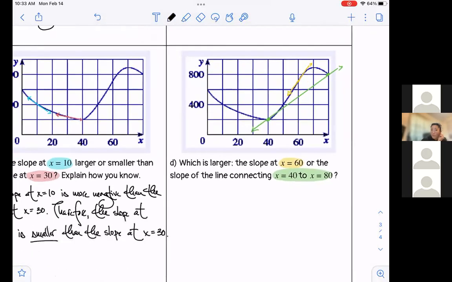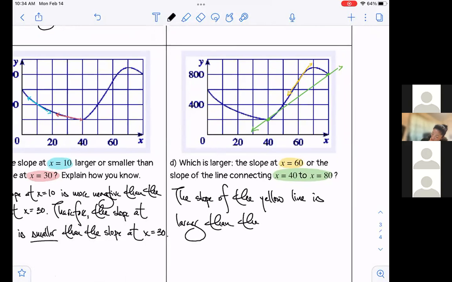All right, so which one do you think is larger, the slope of the yellow line or the slope of the green line? The yellow one, right? Yeah, so the slope of the yellow line is larger than the slope of the green line. Okay.